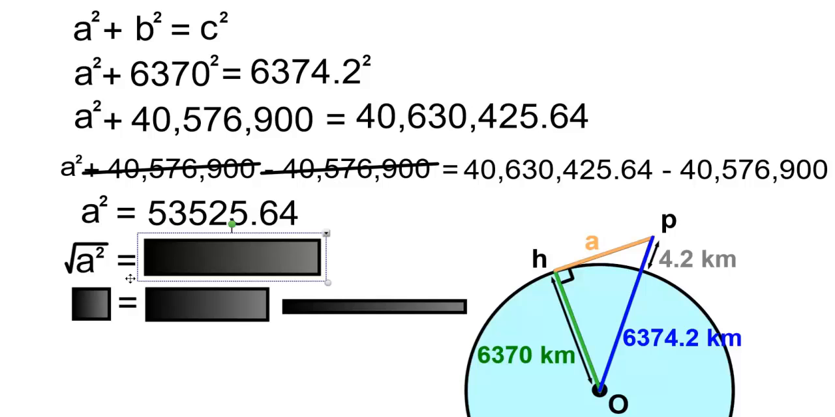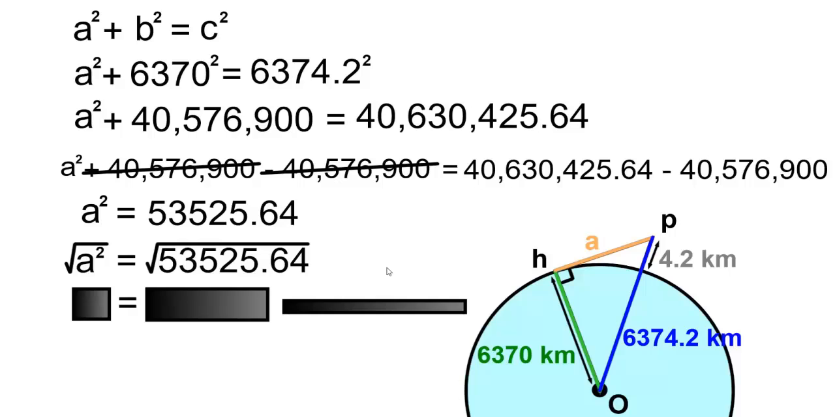Next, let's remove the squared from the a squared. Do that by getting the square root of a squared. We also have to get the square root of this side as well. The squared and the square root will cancel, leaving us with a. And the square root of 53,525.64 will be 231 kilometers. So a is equal to 231 kilometers.